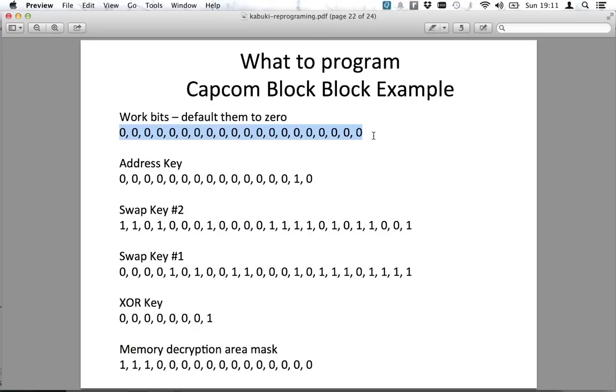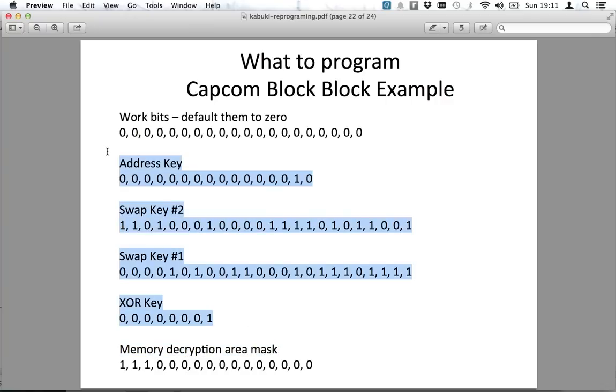So by inputting lows, you are on the safe side. So just do 20 of them, followed by the address key, followed by the swap key 2, swap key 1, short key, and the memory decryption area mask that I mentioned before.